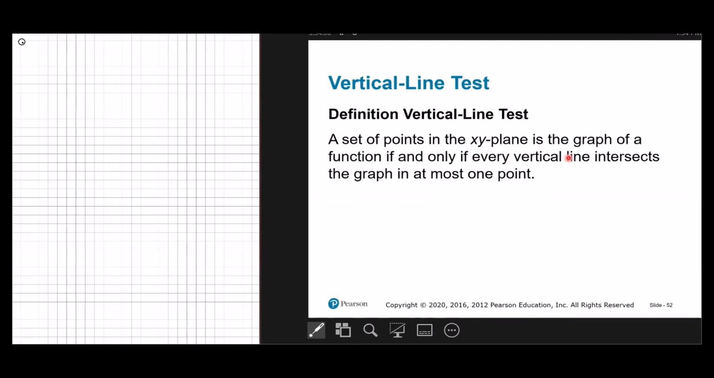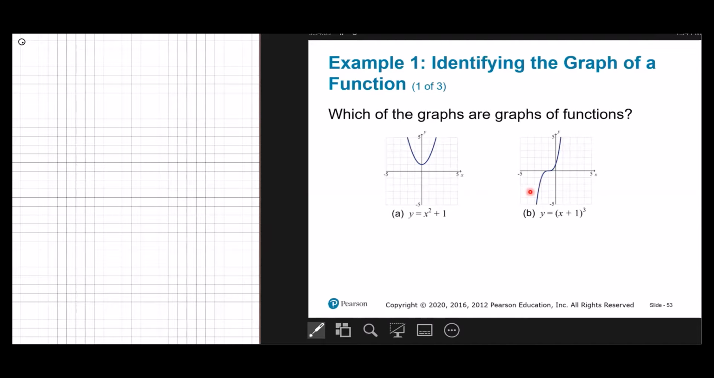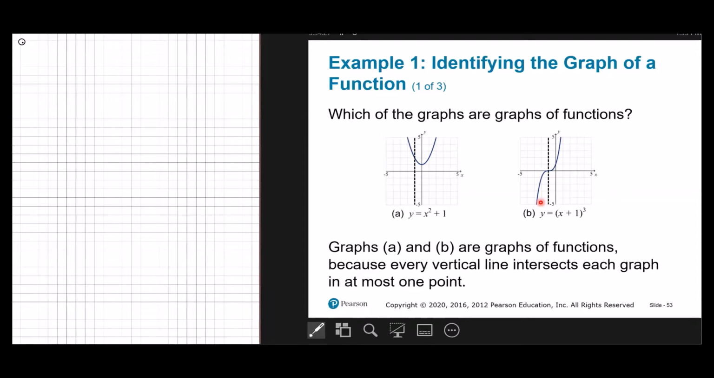So that's every vertical line. So if I look at this, am I going to have a vertical line that hits this graph in more than one place? If I draw a vertical line, will it hit this graph in more than one place? Well, if it doesn't, then it's a function. So every vertical line that hits graph A will hit it at exactly one point. Every vertical line that hits graph B will hit it at exactly one point. So both of these are functions.